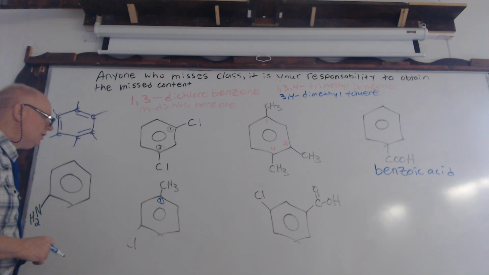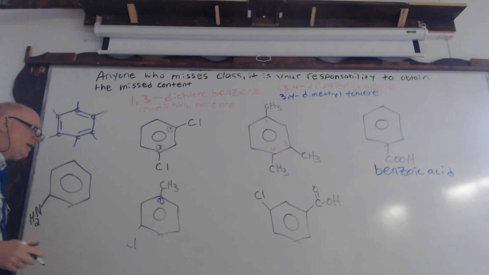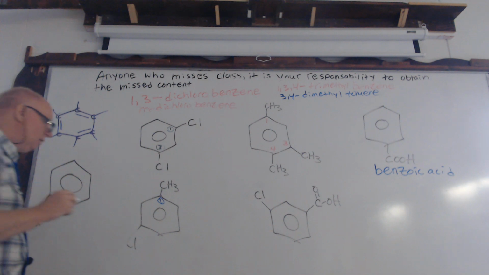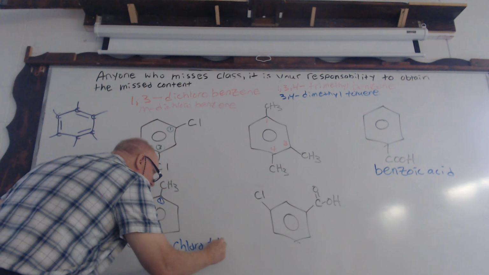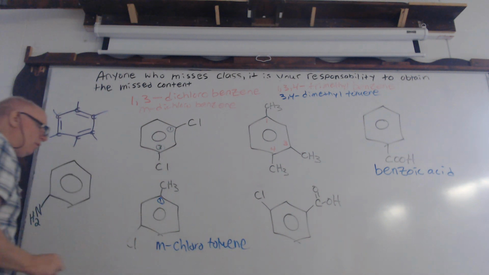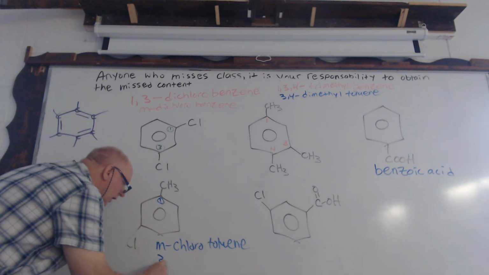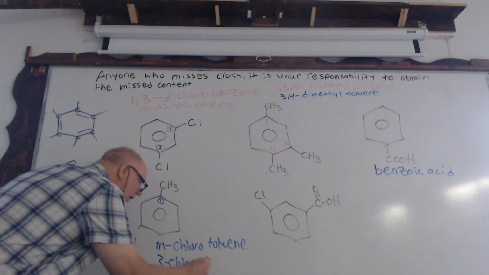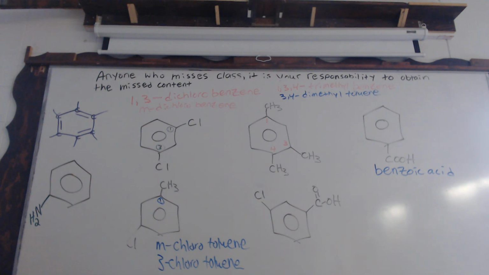Okay. So then we got this chloro halogen derivative 2 spots away on the third. So you could do meta-chloro toluene. That's an appropriate name. You could also do, since it's 2 spots away, 3-chloro toluene. And then, of course, there's one more you could do.